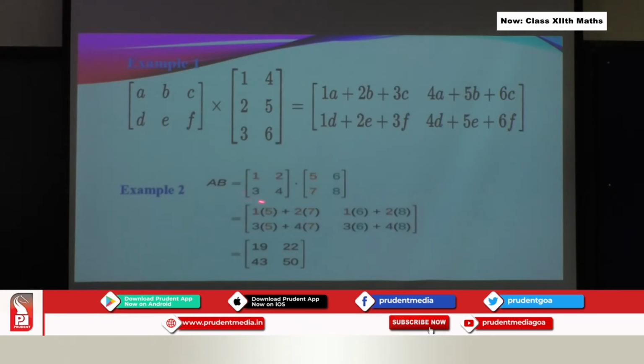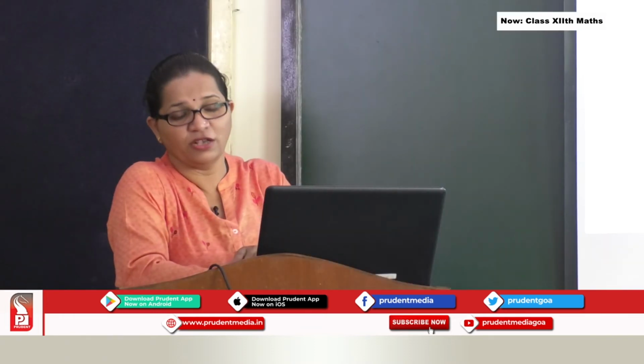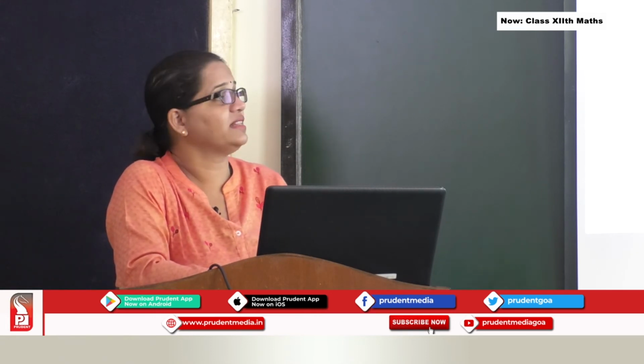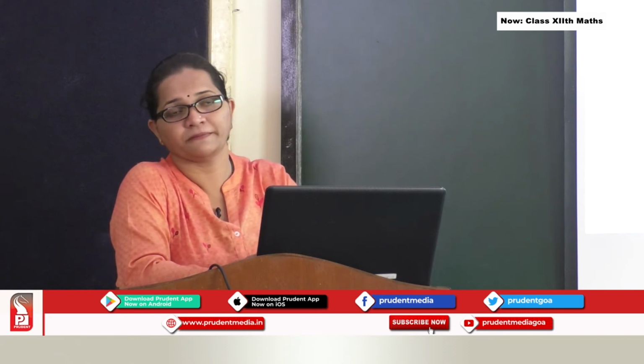Same way, second row, first column. So 3 fives are 15, plus 4 into 7. When I add these two, I am getting 43. Same way, again second row, second column, so 3 into 6, plus 4 into 8. When I add these two answers, I am getting 50. This is how, with more and more practice, you can make these calculations very quickly.